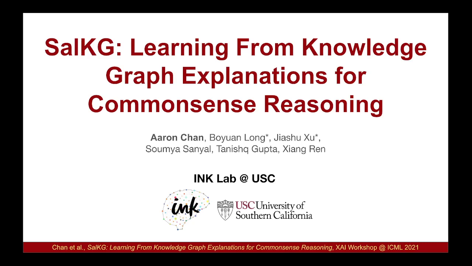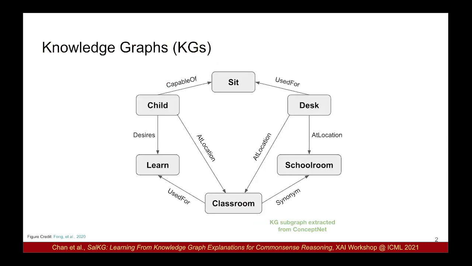In this talk, I'll be presenting our work on learning from knowledge graph explanations for common sense reasoning. So, what are knowledge graphs? Well, a knowledge graph, or KG for short, is a type of knowledge base that represents knowledge as a directed graph of entities and their relations. In a KG, nodes are entities while edges assert the relations between entities.